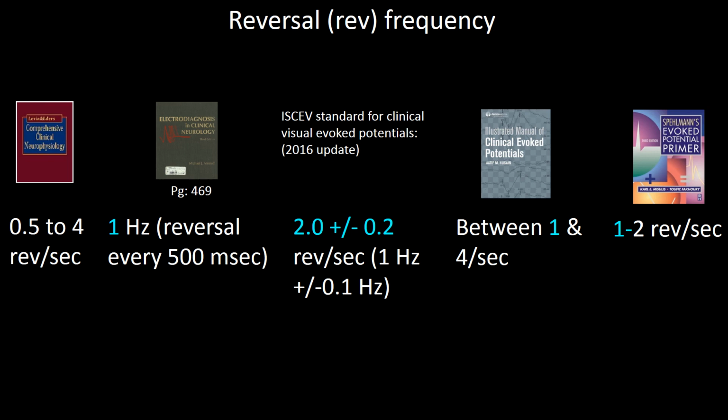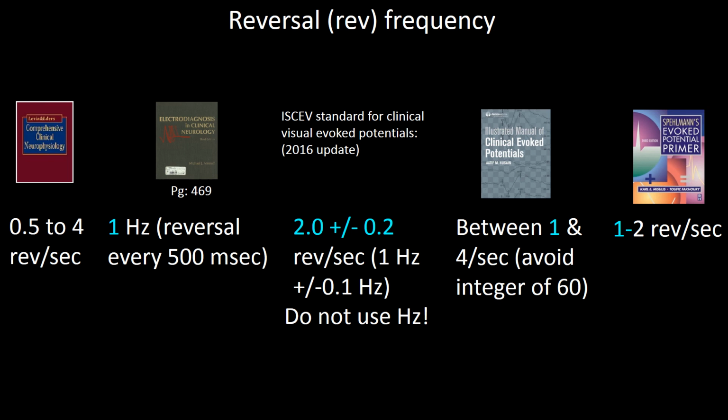Others, which I have signaled by changing the coloring of the letters to aqua, suggest 1 to 2 reversals per second. Some advise not to use hertz to describe reversal frequency to avoid confusion. Others, I think wisely, recommend not to use a reversal frequency integer of 60 to avoid 60 Hz electrical artifacts in the United States, or to avoid any integer of 50 in countries using 50 Hz current.